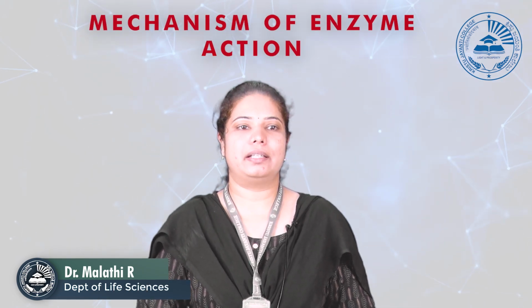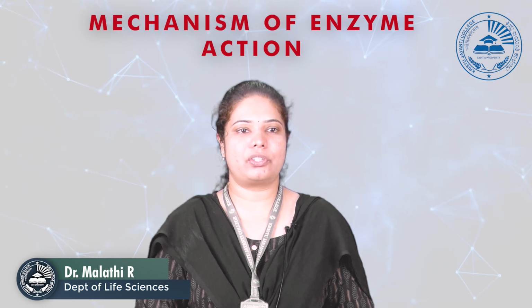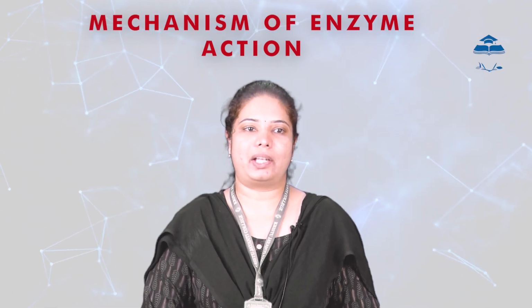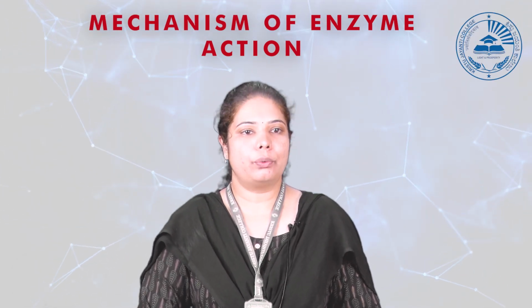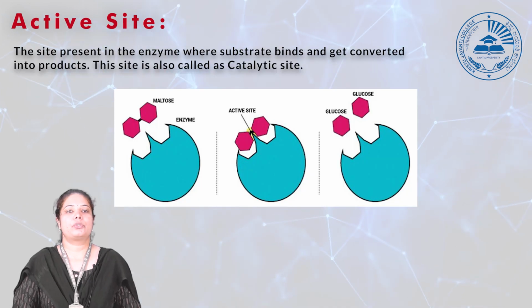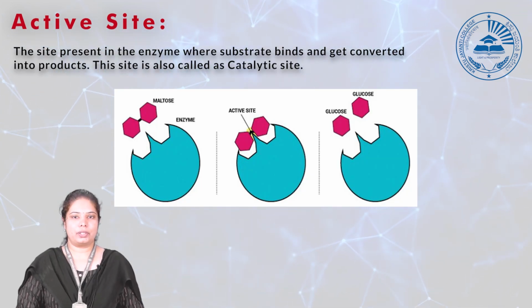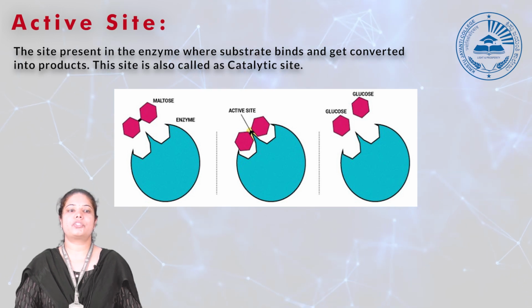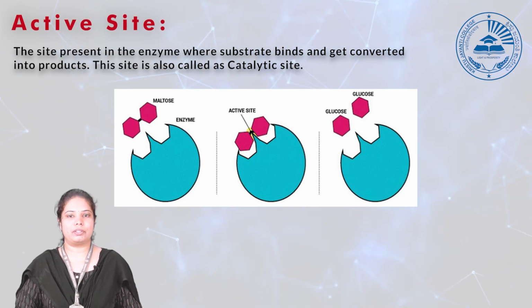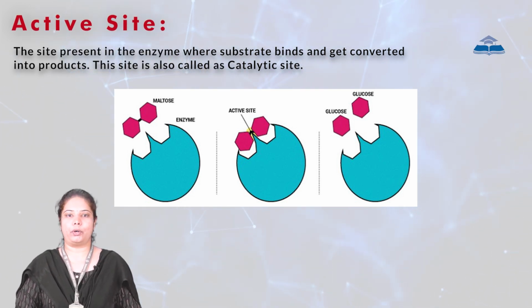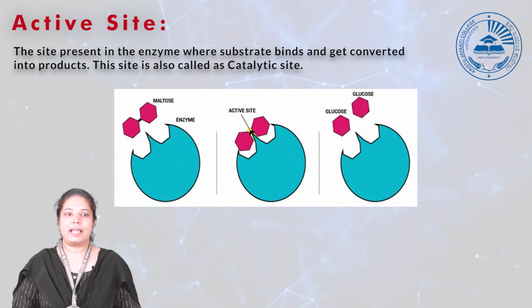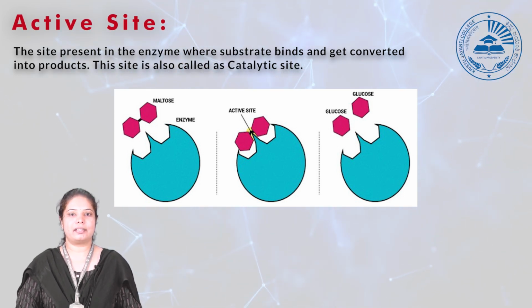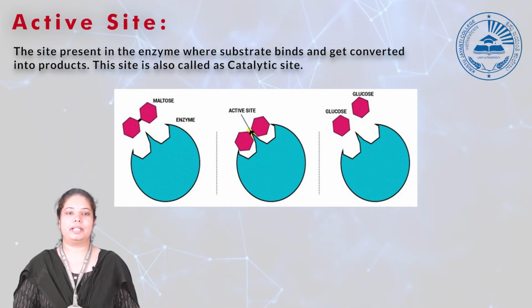In this session, we are going to study the mechanism of enzyme interaction and the mechanism of enzyme action. So first we should know what the active site is. The active site is present on the enzyme and is called the catalytic site, in which the substrate goes and binds, interacts and gets converted into product. This particular site where the substrate binds and gets converted into product, we call the active site.